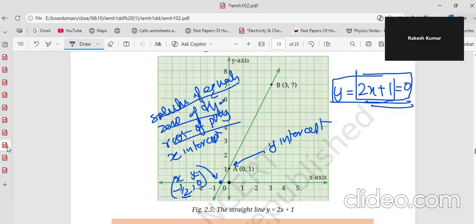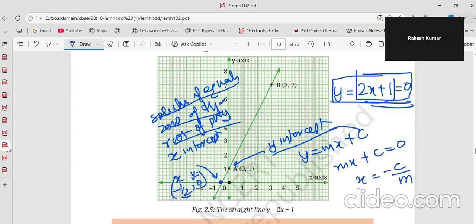So always remember, the y-intercept is different. That is y is equal to mx plus c. When you equate this to 0, the x-intercept is minus c by m. In our case, the equation was 2x plus 1, c was 1 and slope was 2, so the x-intercept is minus half.